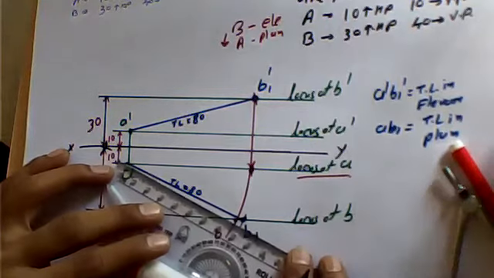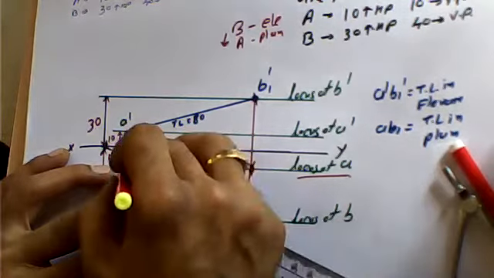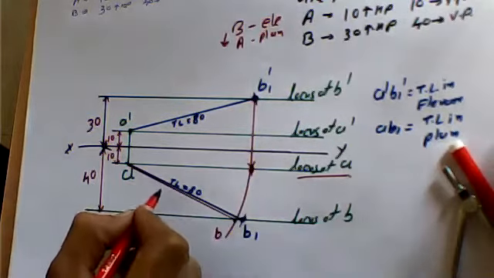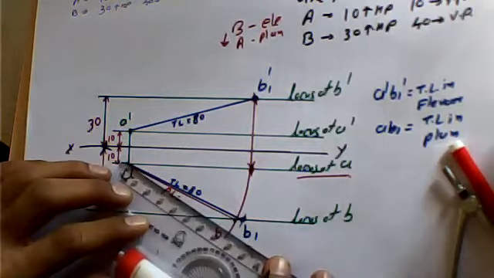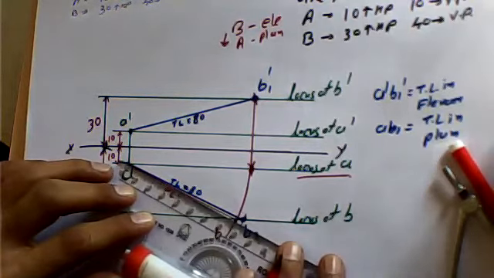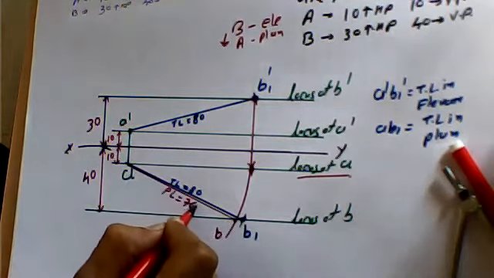AB को join करना है, and that AB is going to represent the plan length of line AB. So this is the plan length. You need to measure that plan length also. So it is going to be about 76 mm. PL is going to be 76 mm.